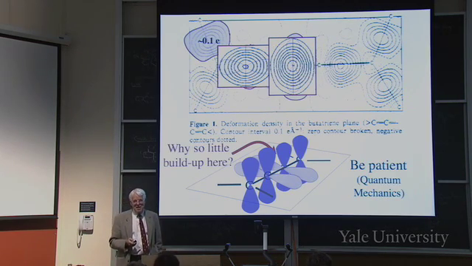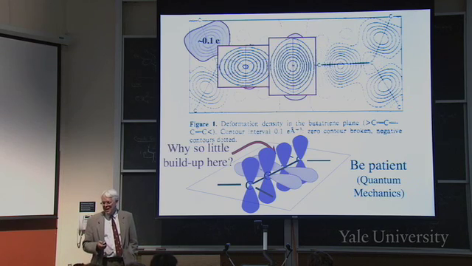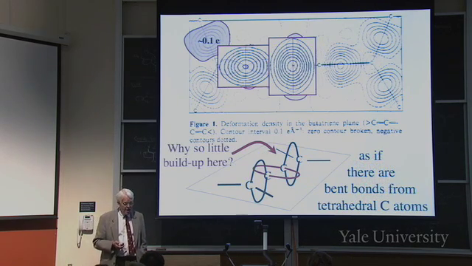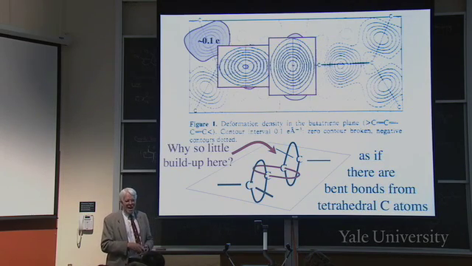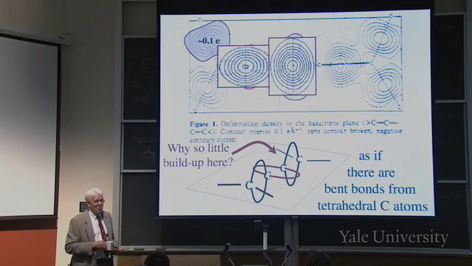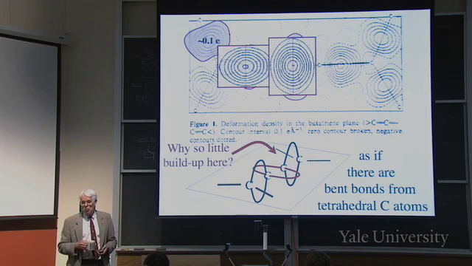But to understand this, you have to be patient. Wait till next week or later this week when we start getting into quantum mechanics. But notice that it's as if the carbons formed bent bonds. So the bonds from those central carbons at the end go up and down, but the ones in the middle are in plane.